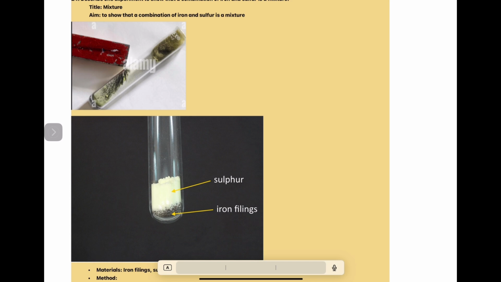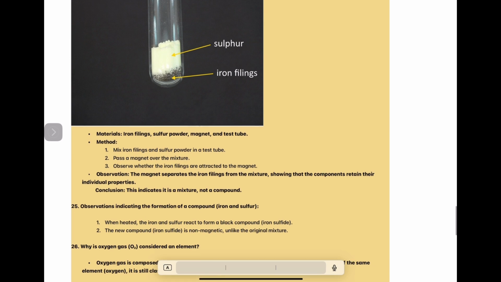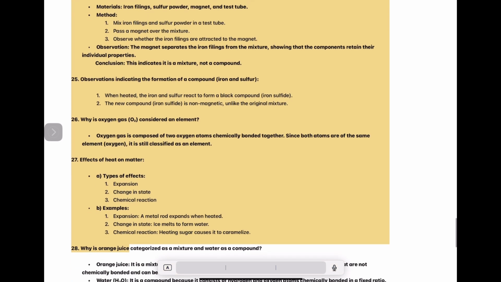Title: Mixture. Aim: to show that a combination of iron and sulfur is a mixture. Materials: iron filings, sulfur powder, magnet, and test tube. Method: 1. Mix iron filings and sulfur powder in a test tube. 2. Pass a magnet over the mixture. 3. Observe whether the iron filings are attracted to the magnet. Observation: the magnet separates the iron filings from the mixture, showing that the components retain their individual properties. Conclusion: this indicates it is a mixture, not a compound.